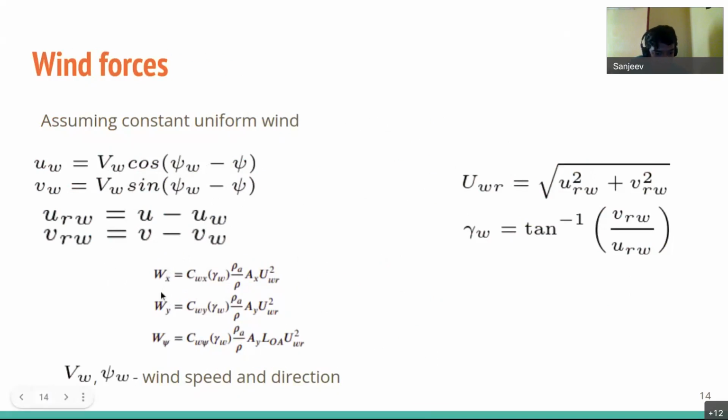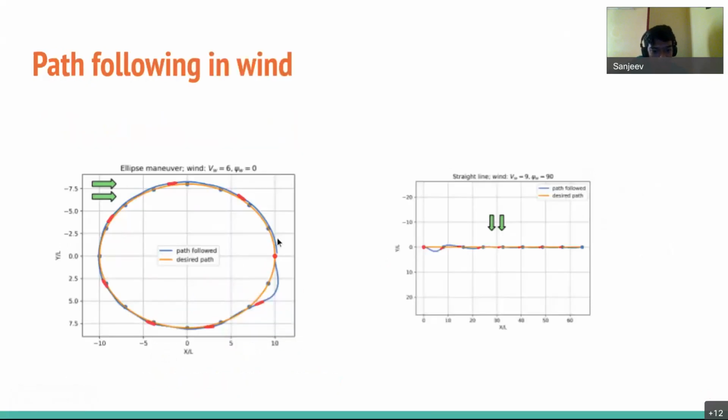And this Wx, Wy, and Wψ will be added to the right side of the equations of motion. This is how the agent performs when we give a wind. In this image, you can see a wind acting in the direction the arrows are pointing. This is a heading direction of 0, and a non-dimensional wind speed of 6 times the ship speed.